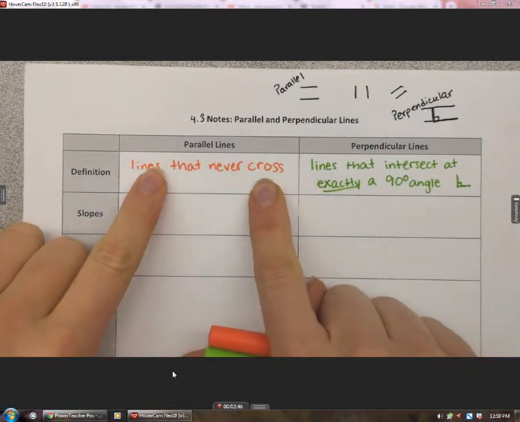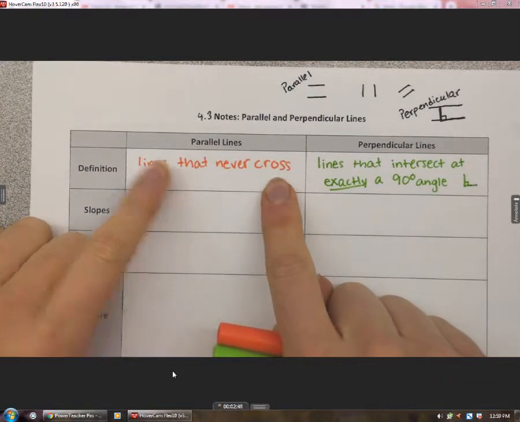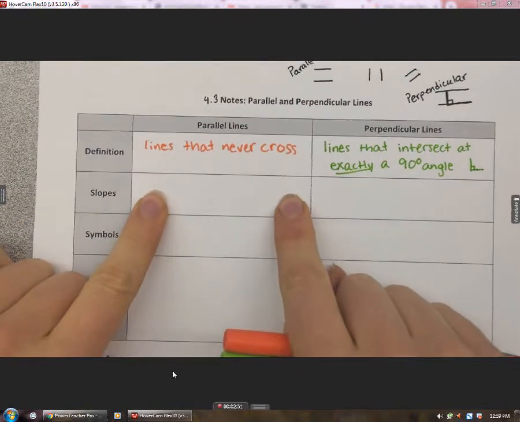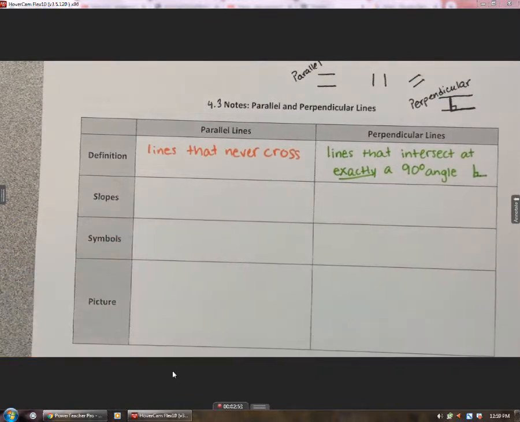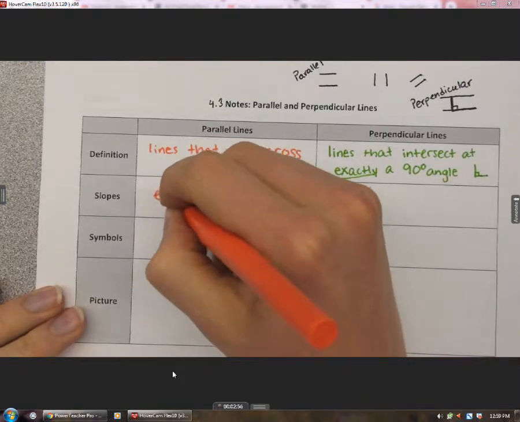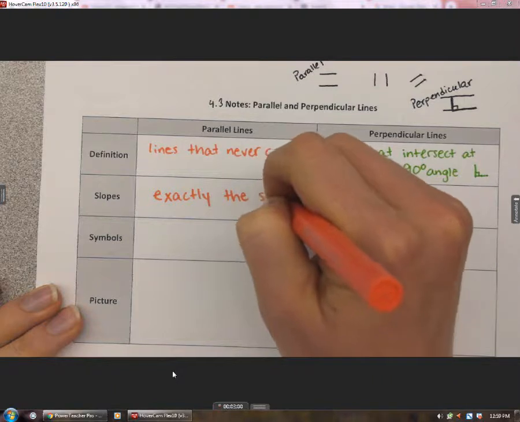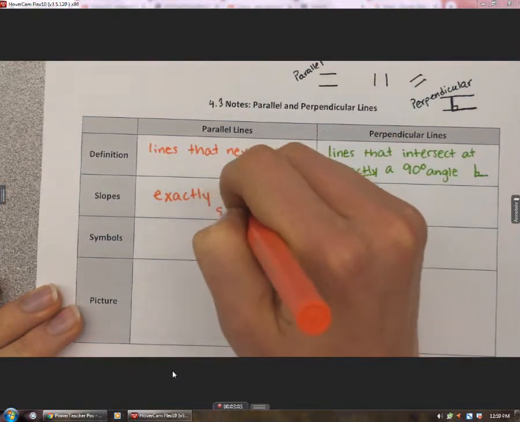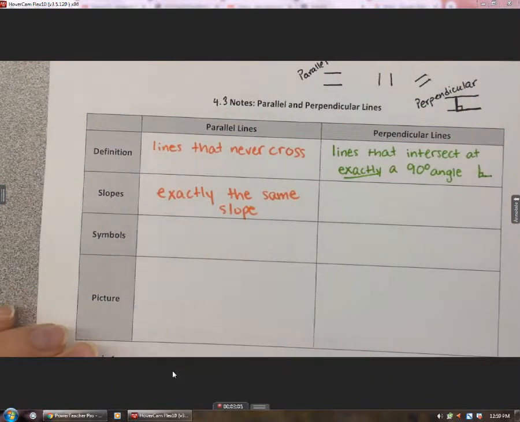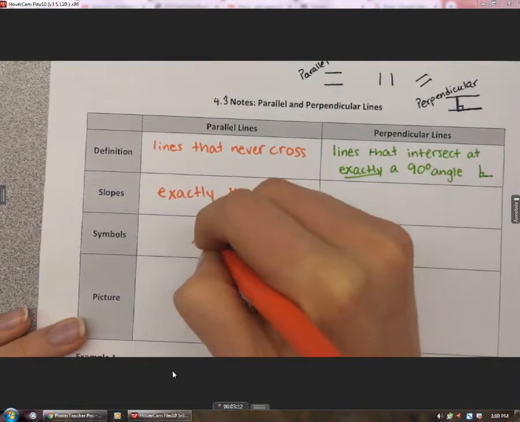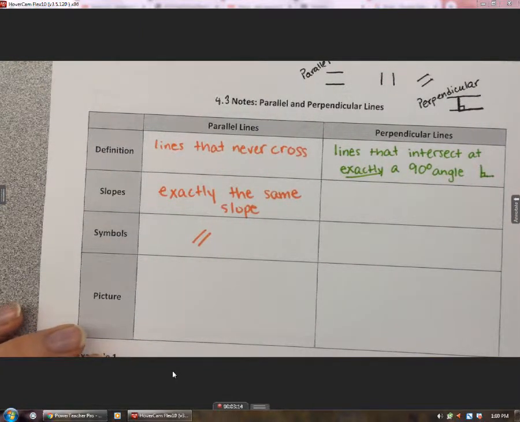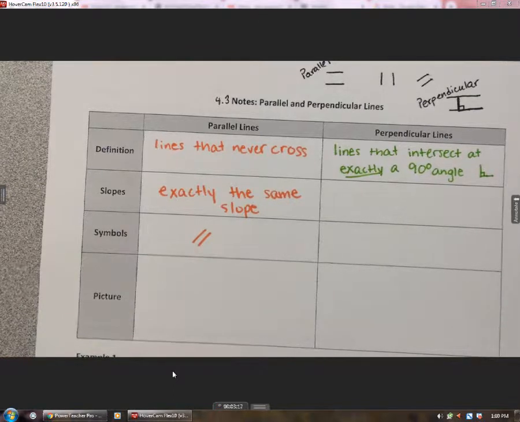That means if there are two lines for parallel lines that never, ever, ever cross, that means that their slopes are exactly the same. So they have exactly the same slope. Symbols for parallel, I write it like this. Some books are going to write them a little differently, but if you see me write a slope parallel symbol, I'll write it like that.